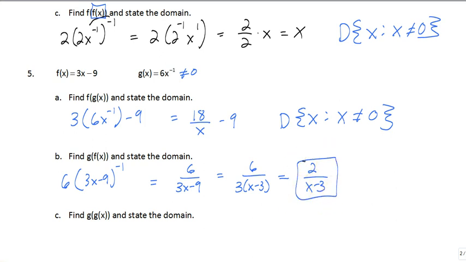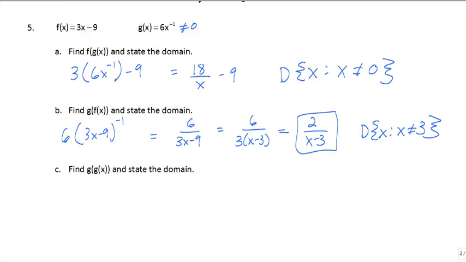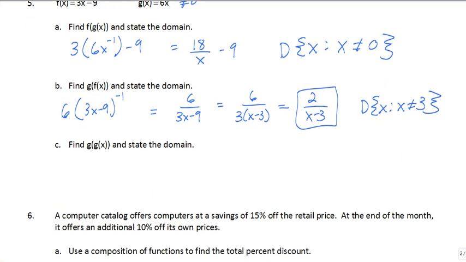Okay, now, domain restriction. What can x not be? X can't be 3. What about f of x? F of x was all real numbers, so we don't touch that. We just deal with the x cannot be 3. So it's both pieces. All real numbers, great, but now we have this restriction because of the 3 at the end, so we have to deal with that.